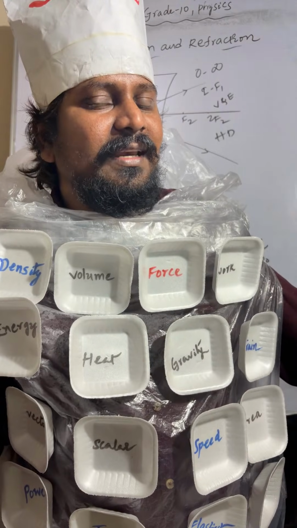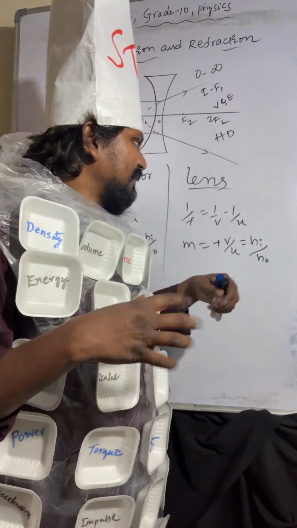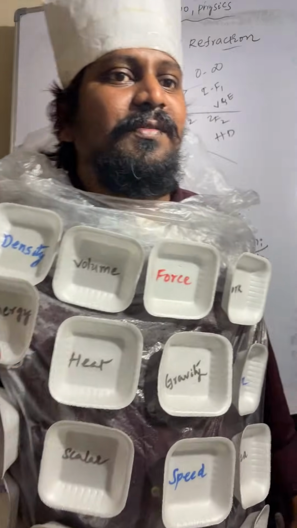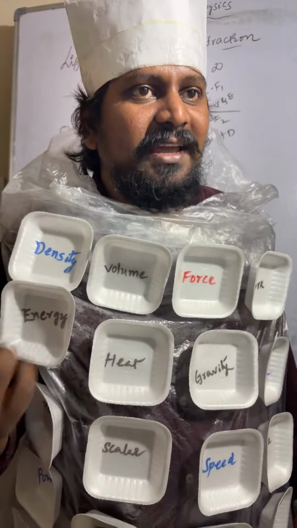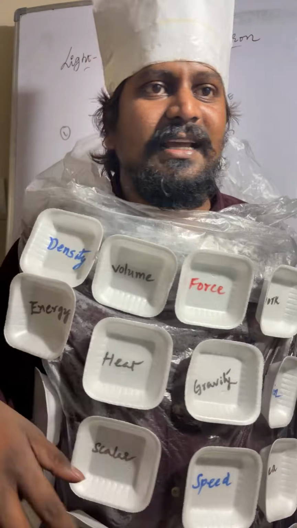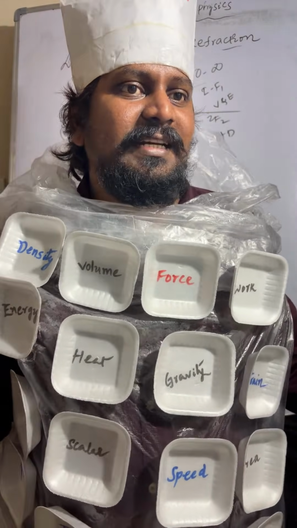So where we are: lens formula and magnification. That's enough. Next we will discuss one more topic, that is magnetic effects of electric current. You can check the concepts with the textbook also.